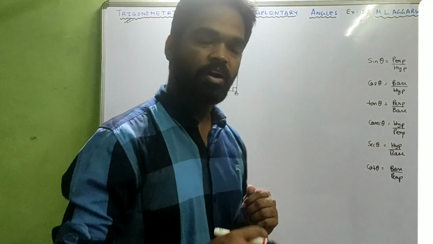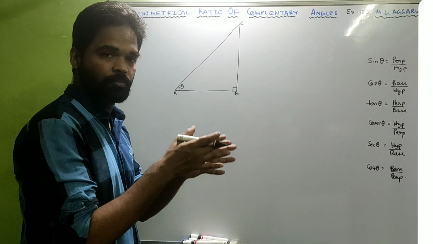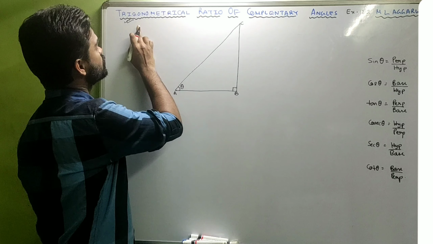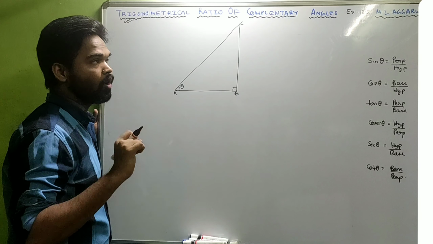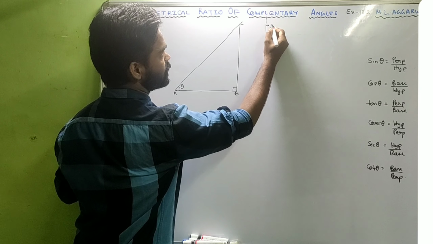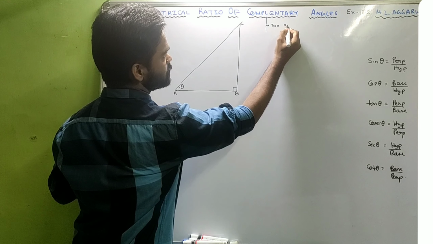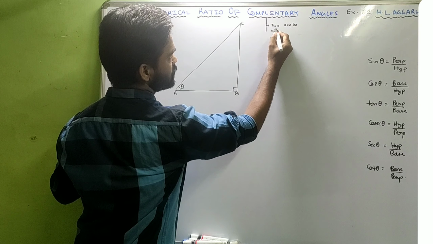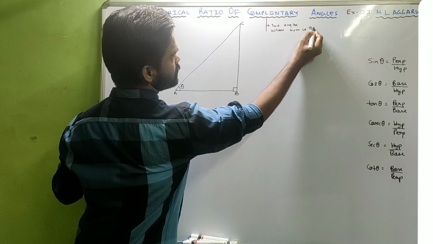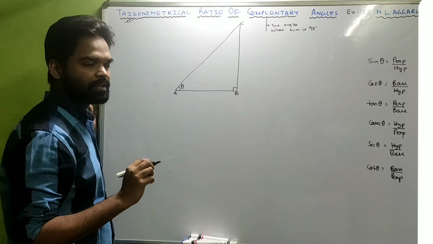Hi kids, so we have already done in class 9 trigonometrical ratios and trigonometrical ratios of standard angles. Let us see today trigonometrical ratios of complementary angles. First of all, we know what is a complementary angle. Two angles whose sum is 90 degrees, then the pair of angles is known as complementary angles.